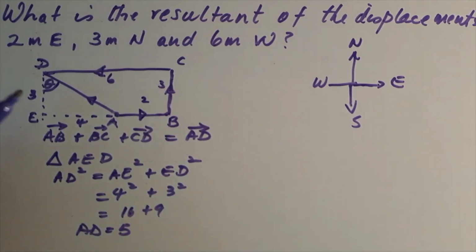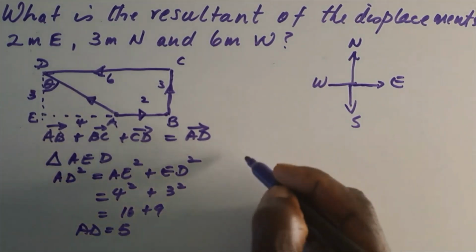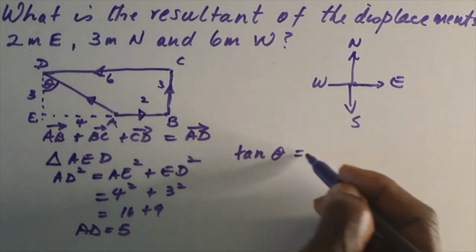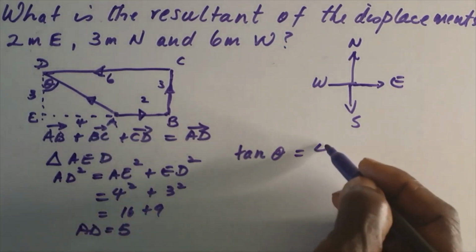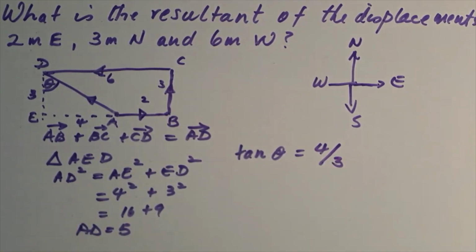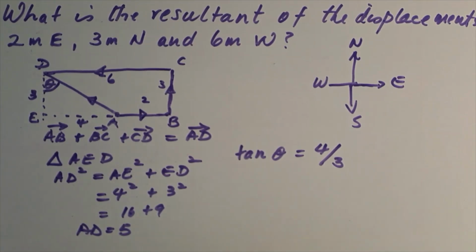Now if we look at theta, if we want to find the angle theta, we have that tan theta is the opposite side over the adjacent side, which is 4 over 3. So that's tan theta. If you want to find theta, we just have to find tan inverse of 4 over 3, sorry, to find theta.